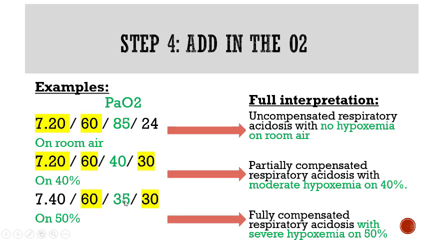With severe hypoxemia on 50%. And it's severe because this is in the range of less than 40. So that's how your interpretation reads. And I feel like with these, just practice really helps to drive these home. And then start by memorizing your normal ranges. That also helps.